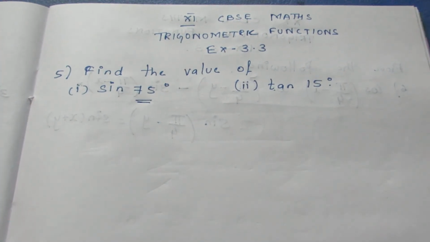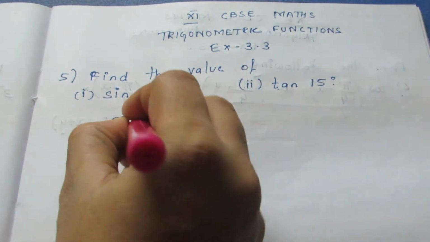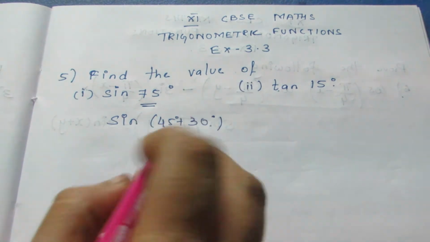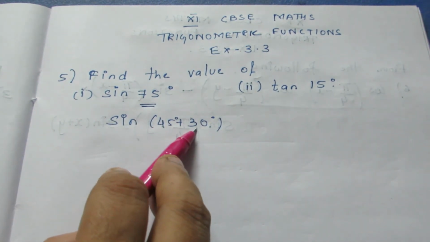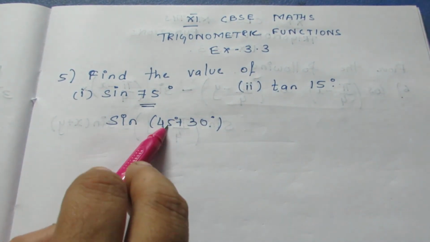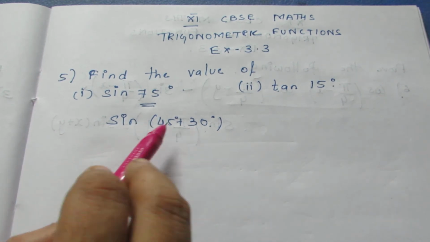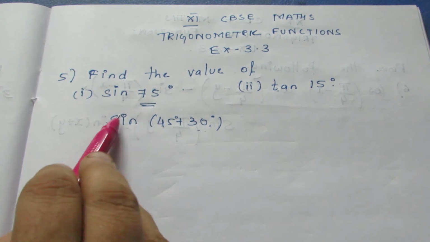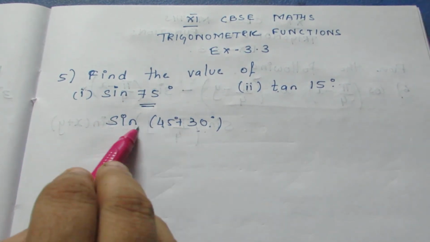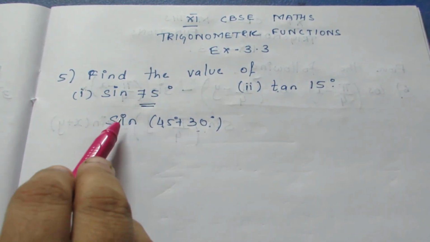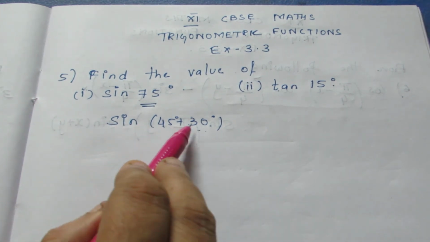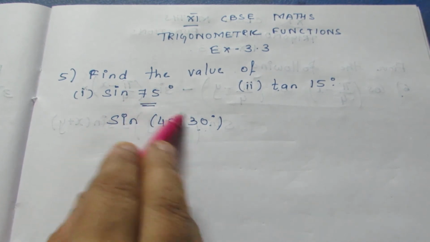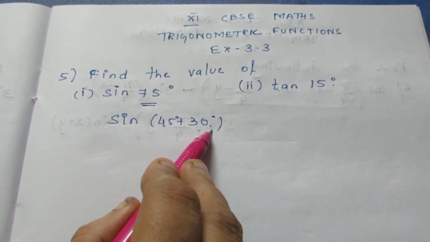So I am going to change this to sine of 45 plus 30, because I know the value of both. Sine 45 I know, sine 30 I know. But it is not just substituting sine 45 and sine 30. It is in the bracket. It's totally different. It is not equal to sine 45 plus sine 30. Most of them make this mistake. It is sine of 45 plus 30. I'm just splitting 75 into 45 plus 30.